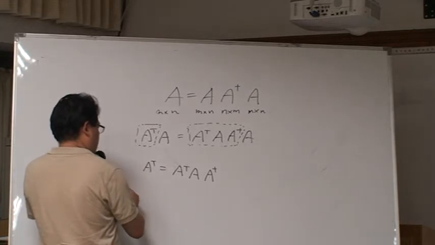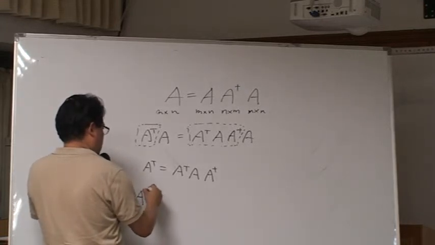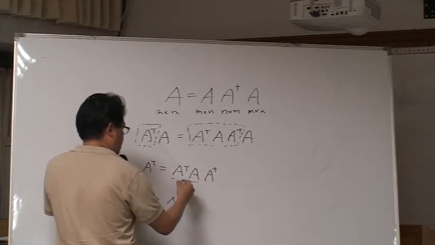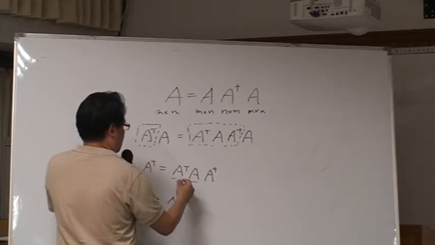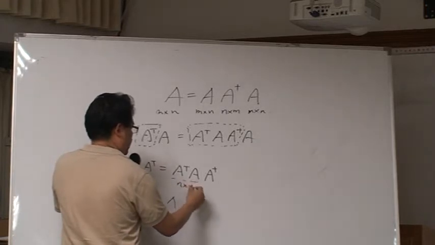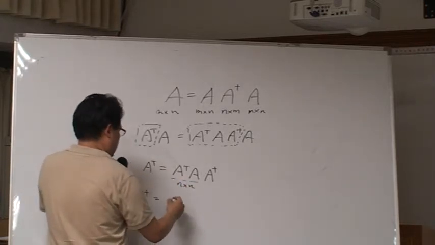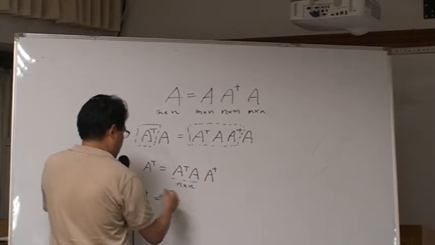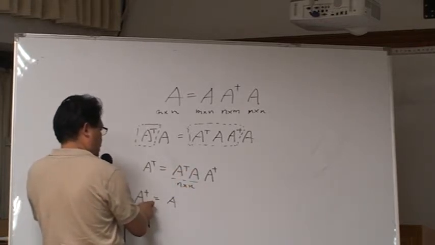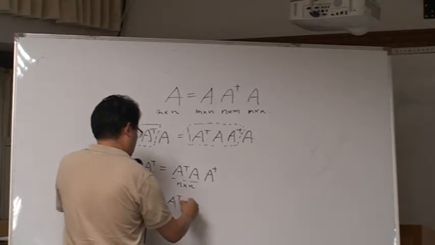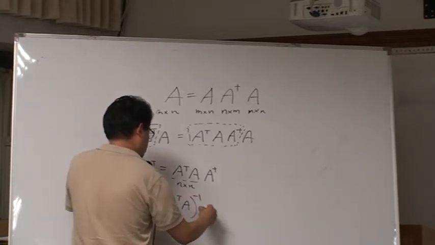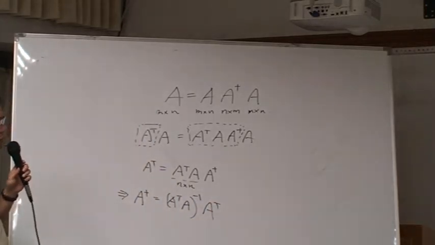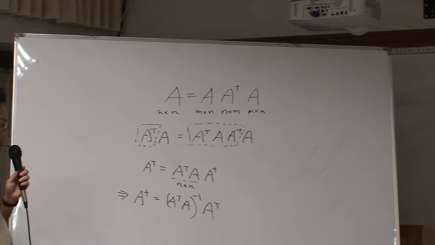Then finally you can get the pseudo inverse of A equal to, if this is invertible, basically this matrix is a square matrix, an N by N matrix. So if you multiply the inverse of this matrix on both sides, we can get the pseudo inverse matrix A here. So basically this is the final result. This is all very important. We will use it later.